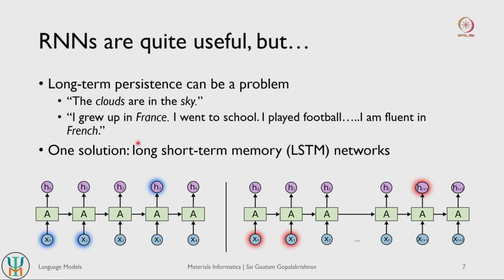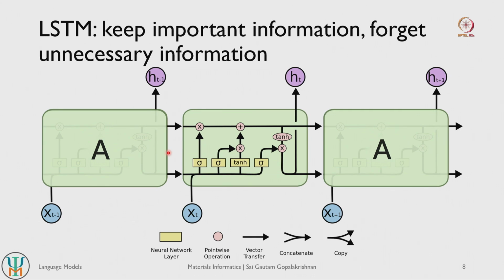So one solution to fixing this memory problem is basically to use a memory network. These are called long short term memory networks or LSTM networks. So basically these networks try to remember important information as long as possible, right. So let us look at how these LSTM blocks work.